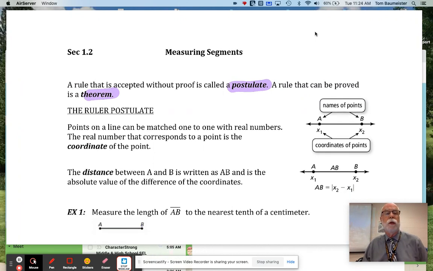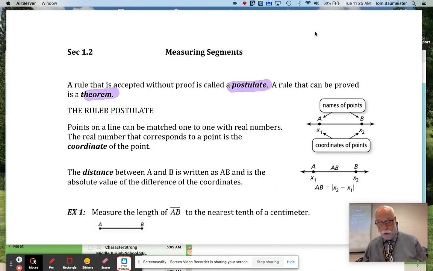So the first postulate that I'm going to give you is called the Ruler Postulate, which states points on a line can be matched one-to-one with real numbers. The real number that corresponds to a point is called the coordinate of the point. If it's just a straight line like this one, there's just an x value, and remember, if we have the coordinate plane, where we have one going up and one going over, that's our xy, it's going to be an ordered pair point. It'll be x1, y1, which we'll get to later on in this segment.